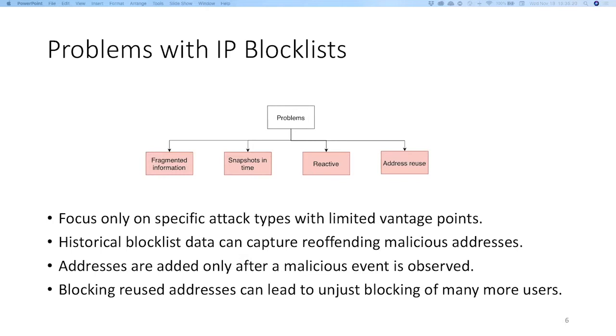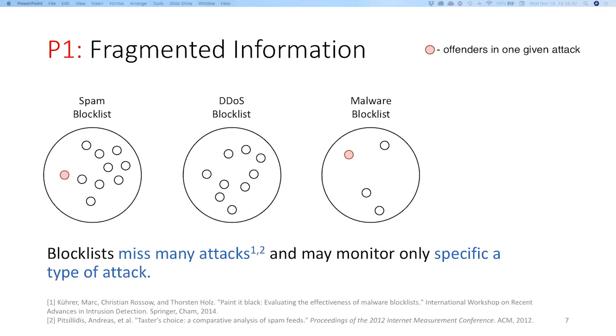Finally, block lists contain IP addresses, and because of the IPv4 address shortage, IP addresses could be reused, and if these reused IP addresses are blocked, they could block more users than needed. So let's look into these problems in more detail and understand them.